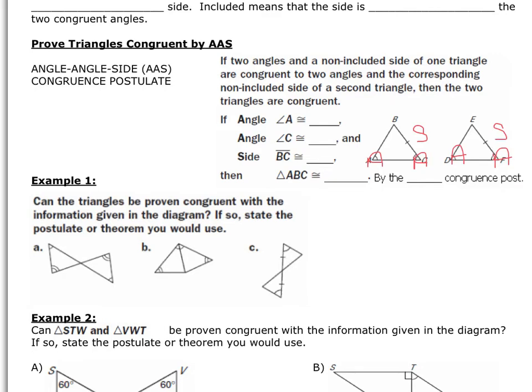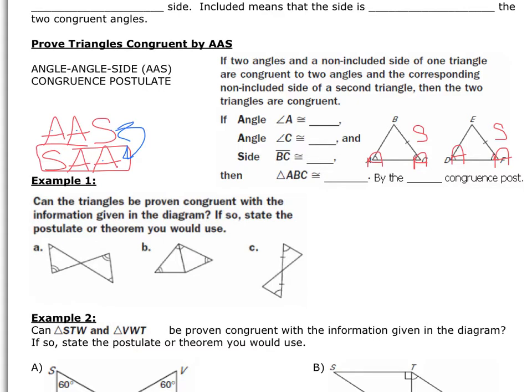Now this postulate can be written as angle, angle, side, and sometimes you might reverse it, side, angle, angle. If you were to write this on your paper, just know that mathematically, when we write things, it's typically in alphabetical order. So just flip that around so it's in alphabetical order. But these are the same thing. It's two angles and then a side. Two angles and then a side.